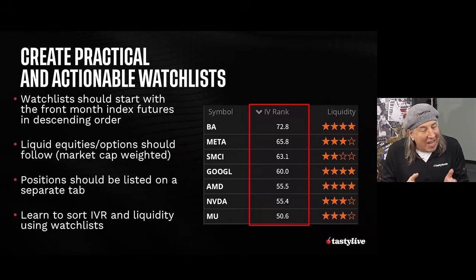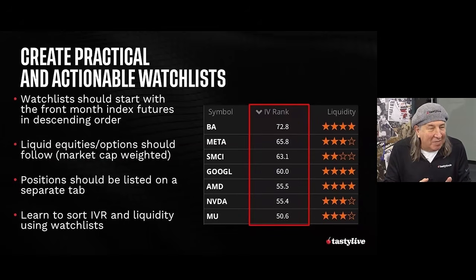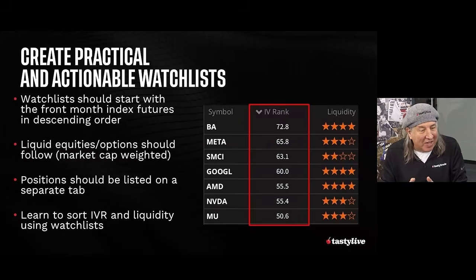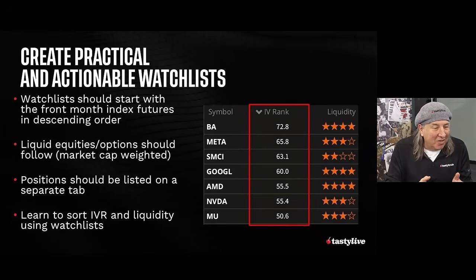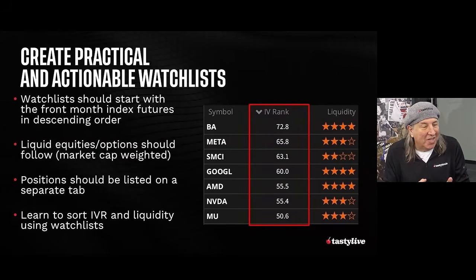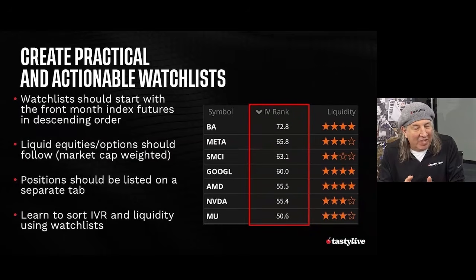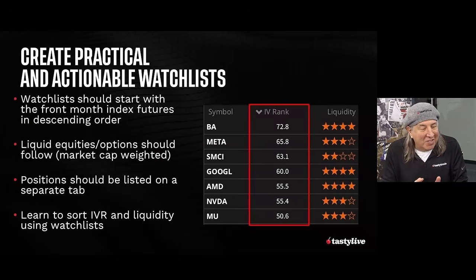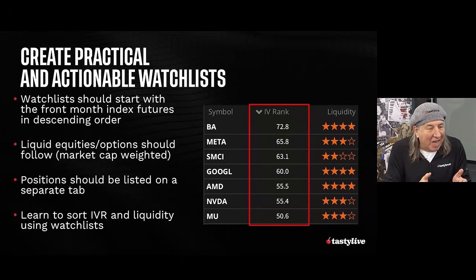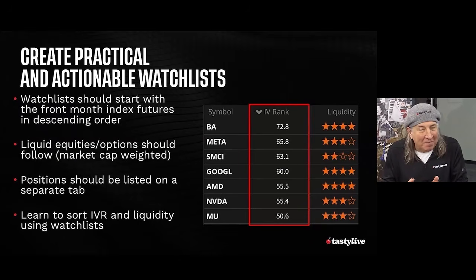And then what's super important, and what I'm excited about, is the way technology has developed since the early days when we were building Thinkorswim to where we are today with Tasty. We've come a long way, and we now can take our watch lists and sort them by pretty much 50 or 60 different things. And if you learn to sort by IVR and liquidity, it really helps. What I posted here on the first slide was just an example of sorting by IVR and liquidity.